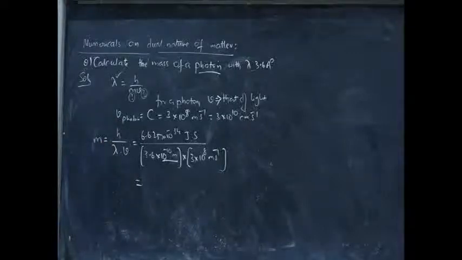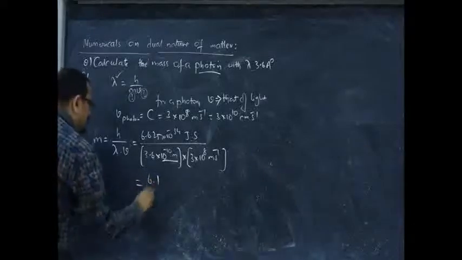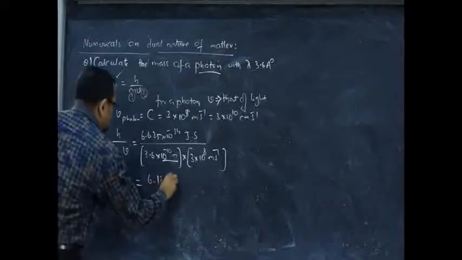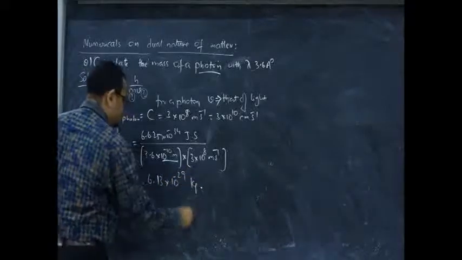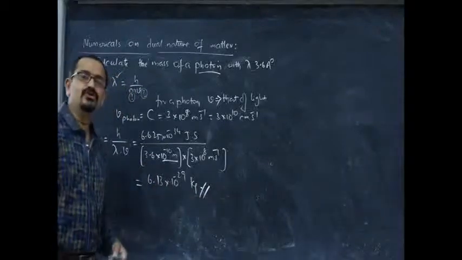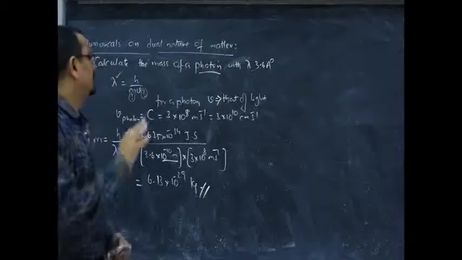So, after all cancellations, this is 10.8, that also can be cancelled, it is approximately 11. 6.6 by 11 means 6.1 approximately. Yes, 6.1 will be left. So, after calculation, 6.1 into 10 power minus 29 kg. So, go through the calculation part once again. So, these are a few numericals from dual nature of matter.